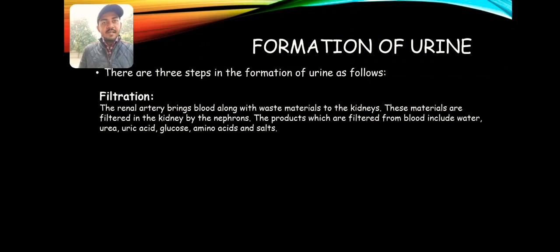The renal artery brings blood along with waste materials to the kidneys. These materials are filtered in the kidney by the nephrons, as we have already discussed. The products which are filtered from blood include water, urea, uric acid, glucose, amino acids, and salts.